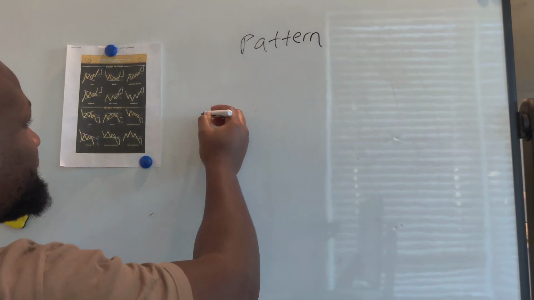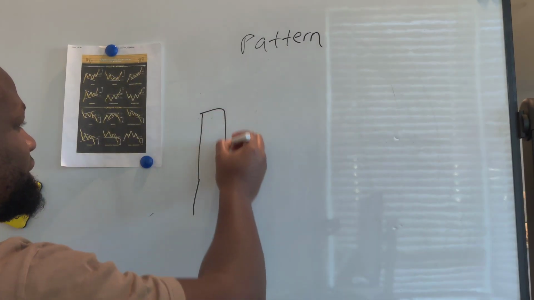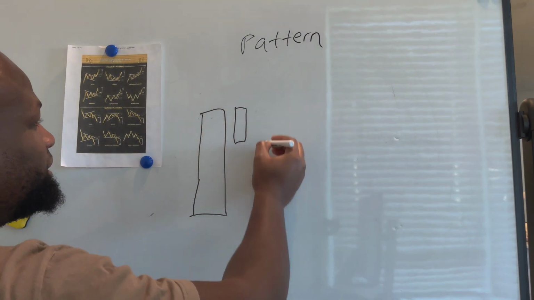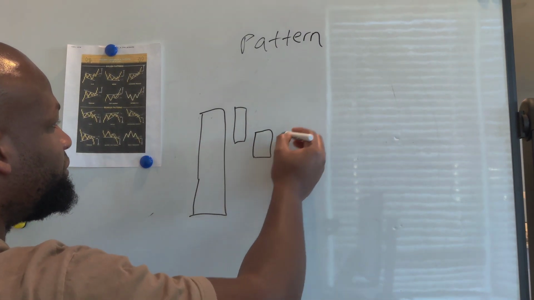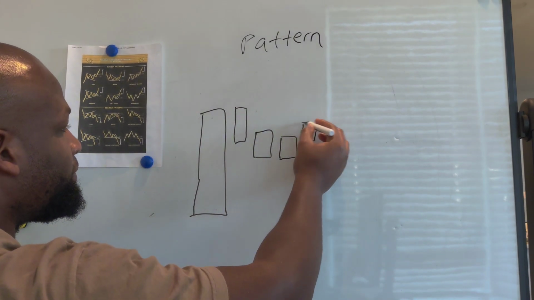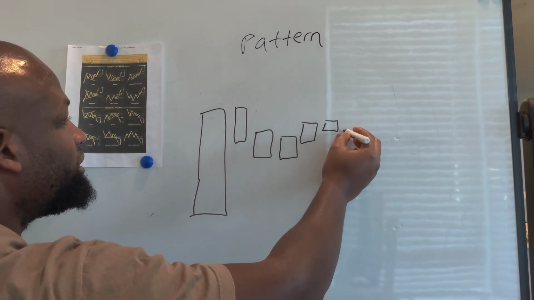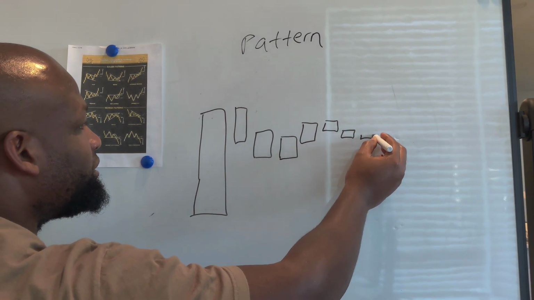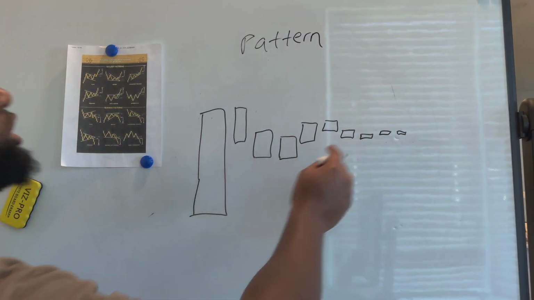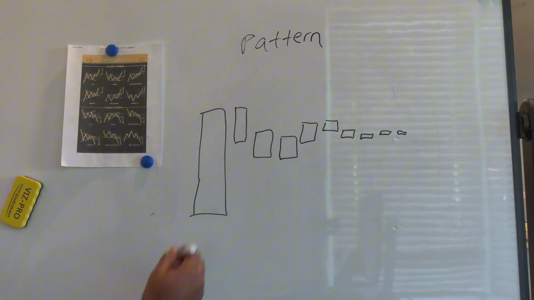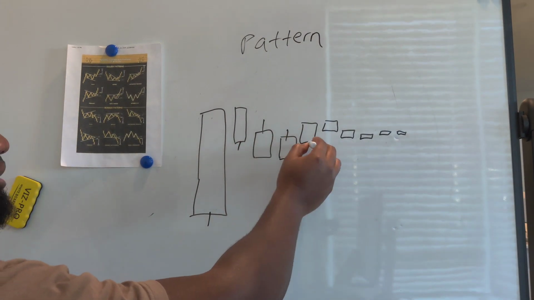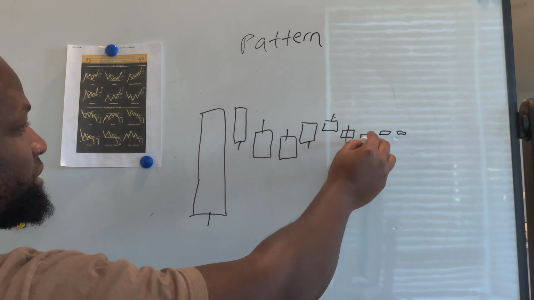A bull flag is usually like this. Let's say this is a candlestick. It will form in a flag-like manner. As it's forming, you notice something: the candlestick is getting smaller and smaller. So this is one candle, then this is another candle, this is another candle, then this is another candle.